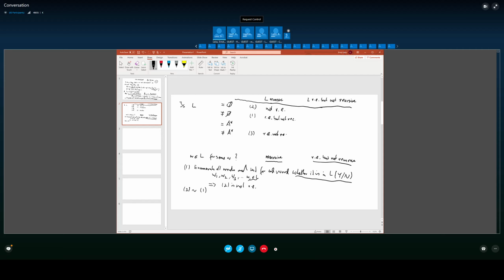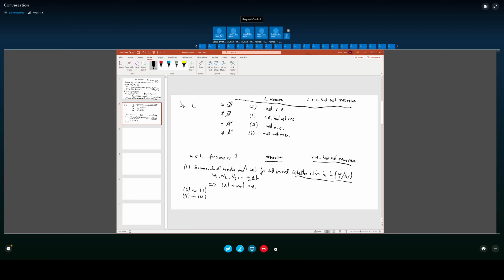And the same thing then goes for number 4, which of course is exactly the same as 2. And so this is not RE. Okay, so that was what if L is recursive.